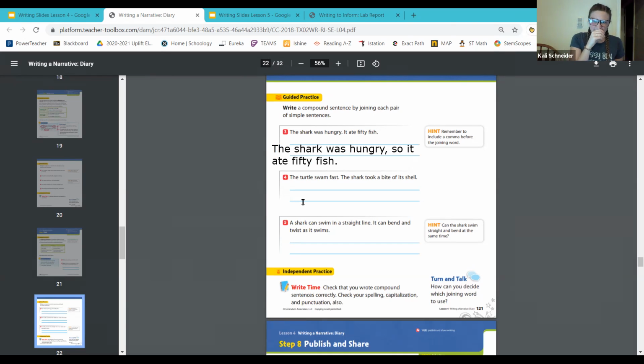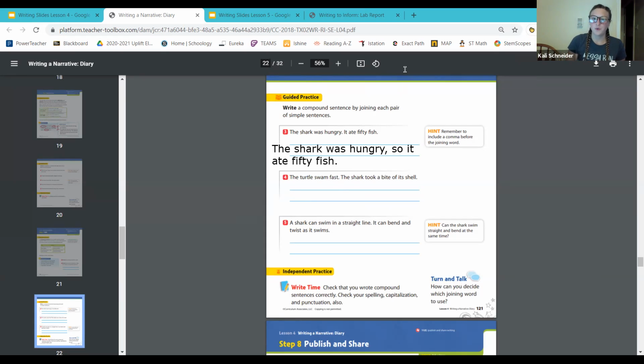Number 4 says, the turtle swam fast. The shark took a bite of its shell. It sounds like he tried to get away, but he couldn't. I just used one of those words, didn't I? Let's try that. The turtle swam fast, but the shark took a bite of its shell. Would it make sense to say the turtle swam fast and the shark took a bite of his shell? No, because they're about two different things, right? It tried to get away, but he couldn't. So this is what happened.